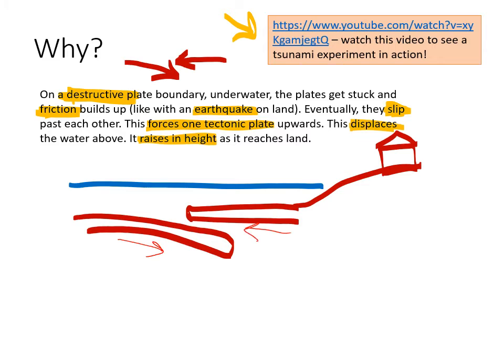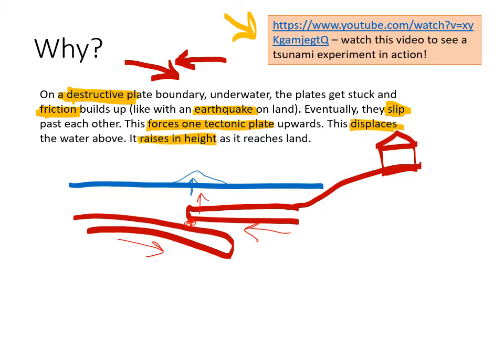As the friction builds up here, as the plates are pushing towards each other, eventually this plate is going to slip, and what that does is push this plate upwards. As this plate is pushed upwards, the water then gets pushed upwards as well. So we end up with a little bump in the water as it gets pushed upwards. It's not usually as high as this, but I'm just drawing it quite big so that you can see it.